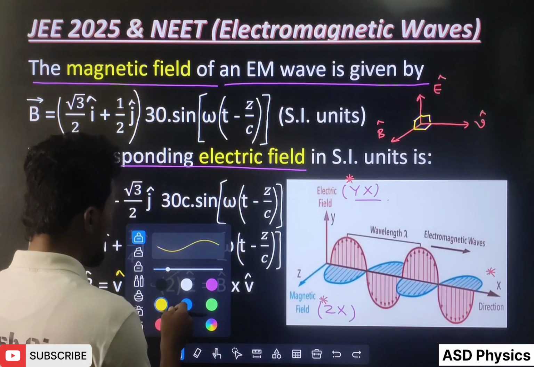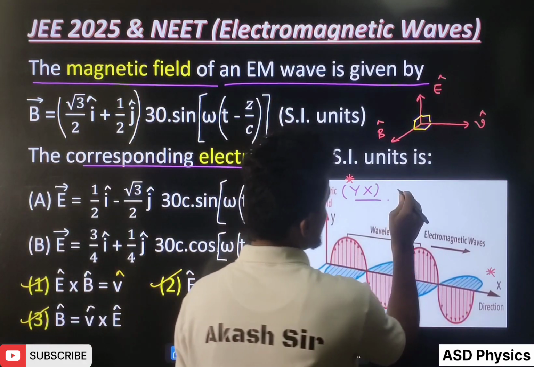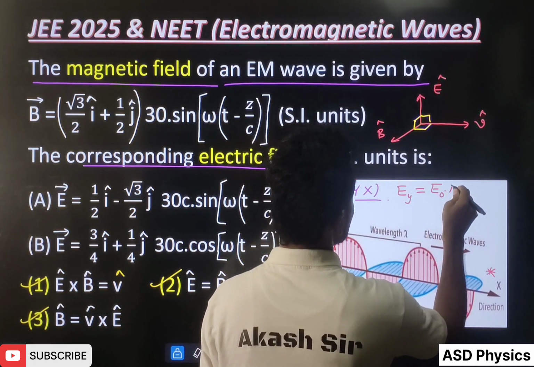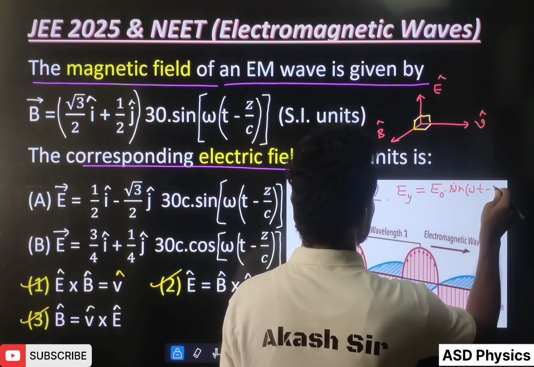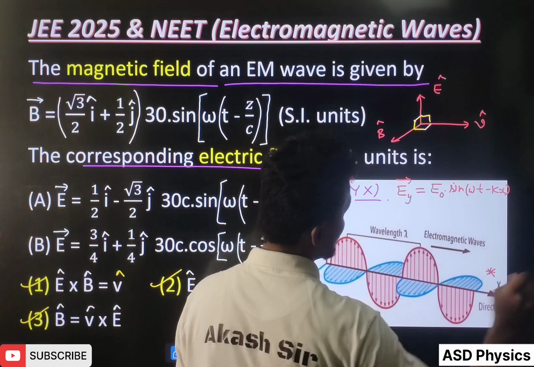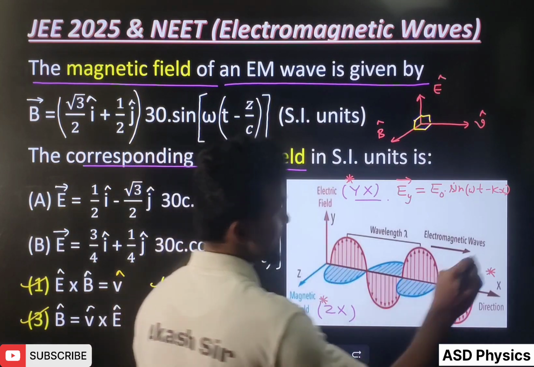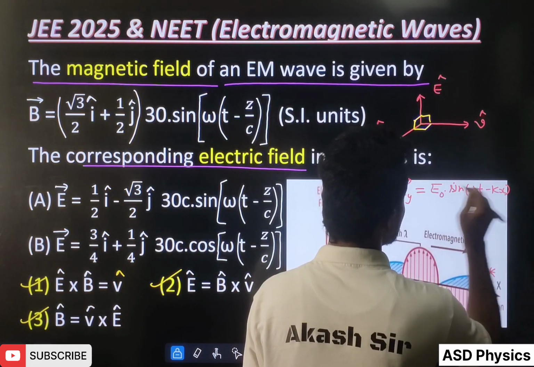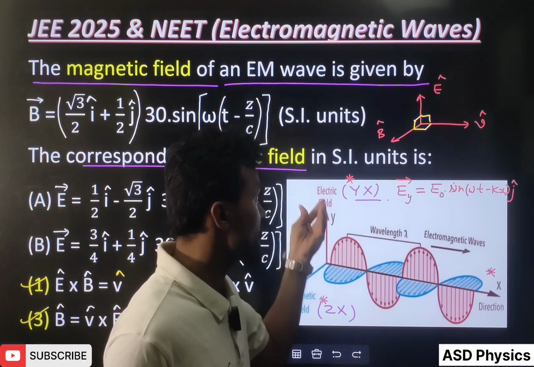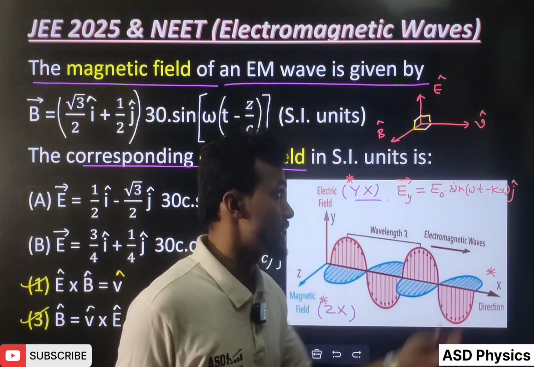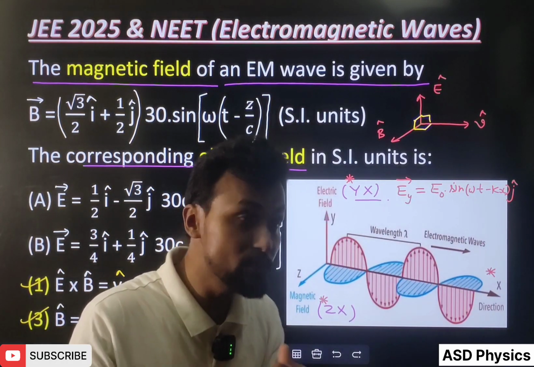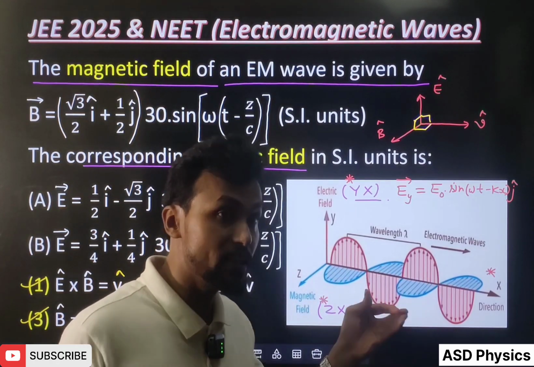Now, this wave is traveling along the X direction. So if I write the wave equation, I can write E_y equal to E naught sine of omega t minus kx, in the J cap direction, because the amplitude of the electric field is along the Y direction, and this x indicates propagation along the X direction. Minus kx means positive X direction, plus kx means negative X direction.